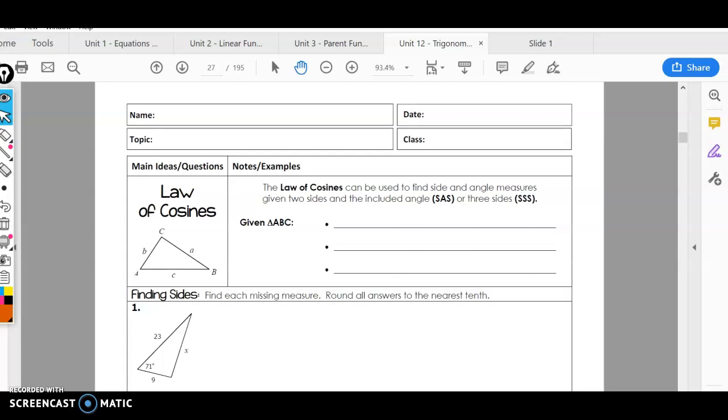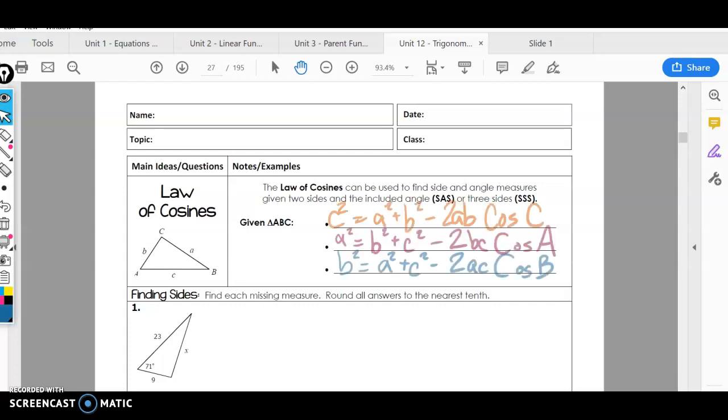Today's video is on the law of cosines. There are three formulas to use the law of cosines. Let's write all three of them now, and then you'll just copy. There are three formulas here, but they all pretty much mean the same thing.